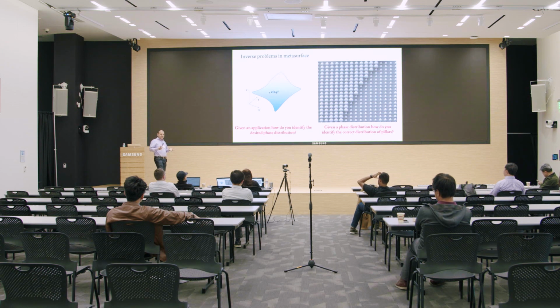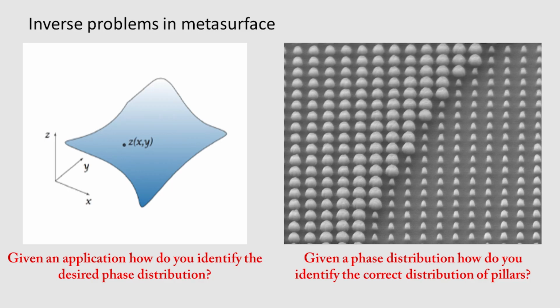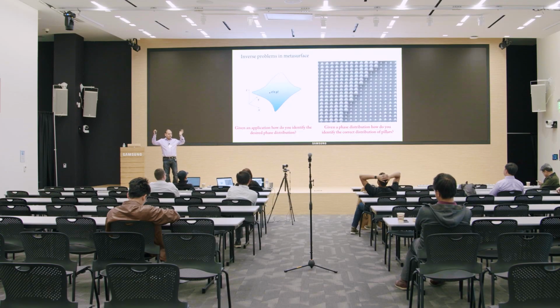But that may not be the case, or if your gradient is very high, this kind of assumption fails. So just because you have a phase profile and you discretize and you find the scatter parameters, it doesn't really work very well. So given a phase distribution, how can we identify the correct distribution of pillars? That's another problem. So we really need to solve the whole electromagnetic problem for the whole structure. We cannot really solve for unit cell engineering. That's what it boils down to.